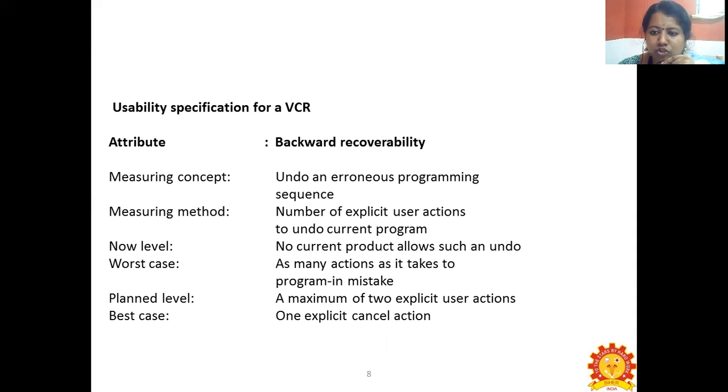Now level: no current product allows such an undo. Worst case: as many actions as it takes to program the mistake. Planned level: a maximum of two explicit user actions. Best case: one explicit cancel action is used. So these are the attributes of backward recoverability that come under the usability specifications for a VCR.